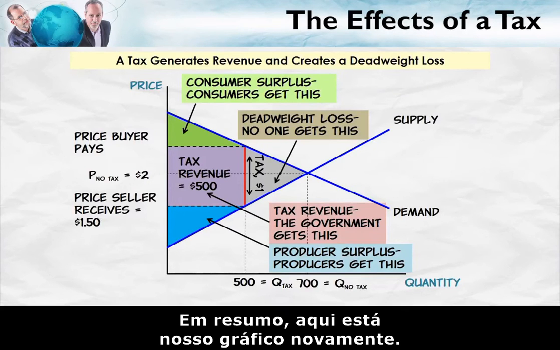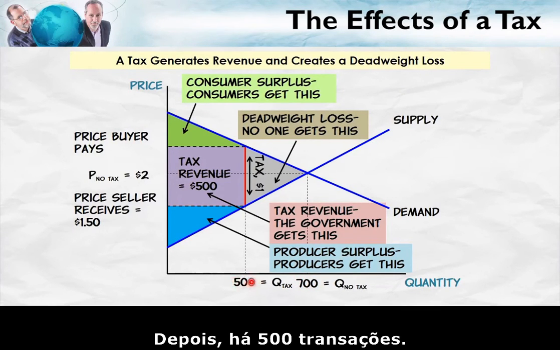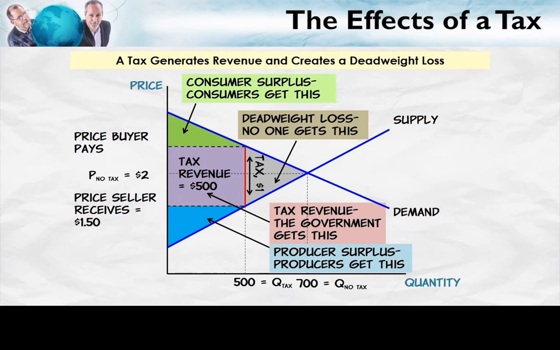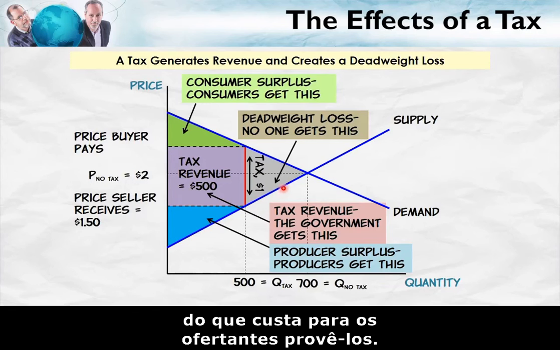Very quickly, here's our diagram again. Before the tax, there were 700 trades. After the tax, there were 500 trades. So these are the 200 trades which are not made because of the tax. And the value of those 200 trades occurs because for these trades, the demanders value them more than it costs the suppliers to provide those trades.